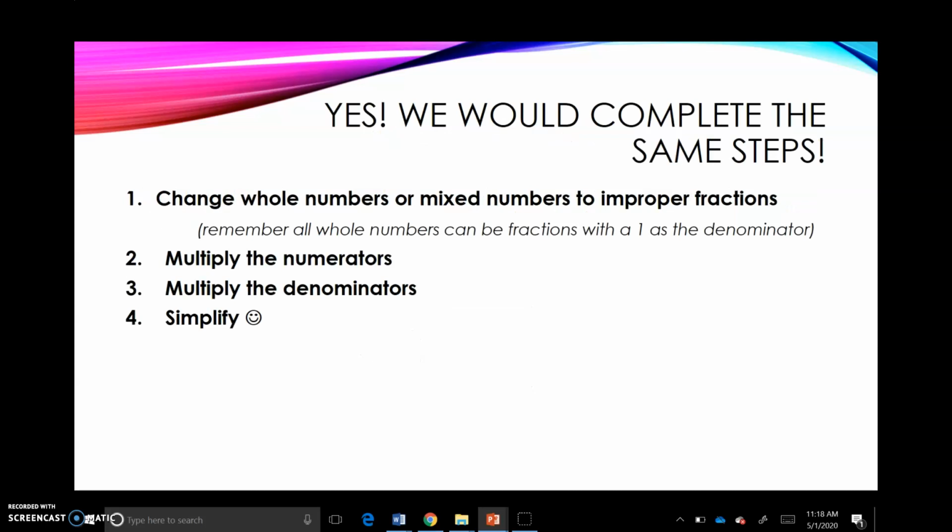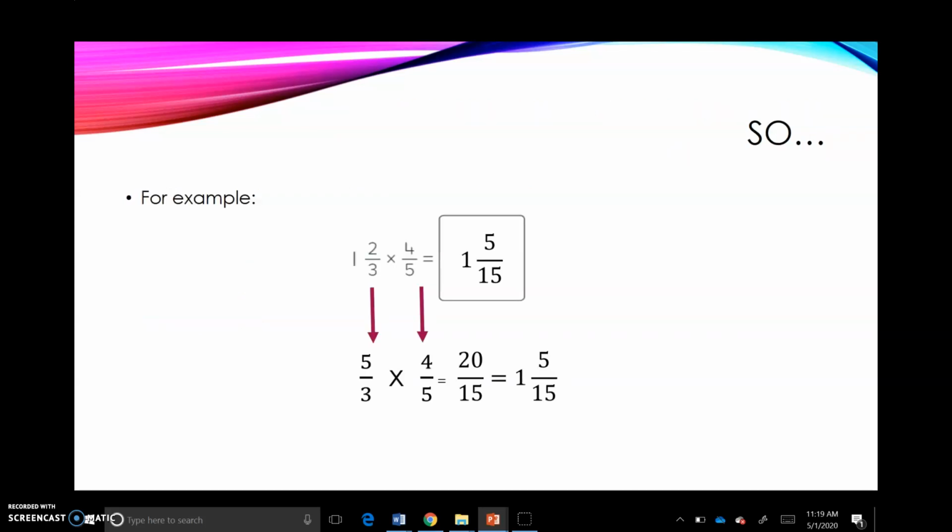And the answer is yeah. We would complete the same exact steps. We would change the mixed numbers to improper fractions. Remember that if you have a whole number, you can make it a fraction with a denominator of 1. And then you're going to multiply the numerators, multiply the denominators, and simplify. So this is really very straightforward. So let's just look at what an example would look like.